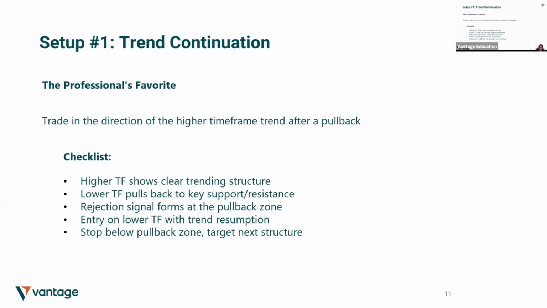For the first one, setup one, trend continuation, the professional favorite. Trade in the direction of the higher time frame after a pullback. The checklist to follow: the higher time frame shows clear trend structure, the lower time frame pulls back to key support or resistance, a rejection signal from the pullback zone, and entry on the lower time frame with trend resumption. Stop loss below the pullback zone, target the next structure. This is a trend continuation.